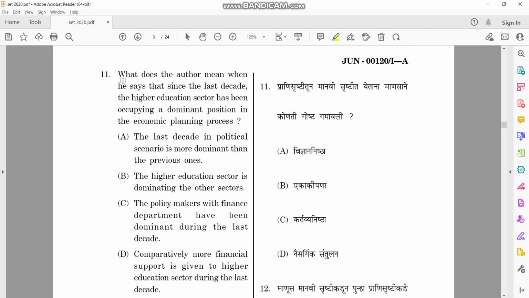So in the passage, first question is, what does the author mean when he says that since the last decade the higher education sector has been occupying a dominant position in the economic planning process? So options are, the last decade in the political scenarios is more dominant than the previous ones. The higher education sector is dominant over the other sectors. The policy makers with finance department have been dominant during the last decade. Comparatively more financial support is given to higher education sector during the last decade. So our correct option is this. If you read the passage very carefully, you will get to know they are talking about the financial support that is given. Now it is more as compared to the earlier one.